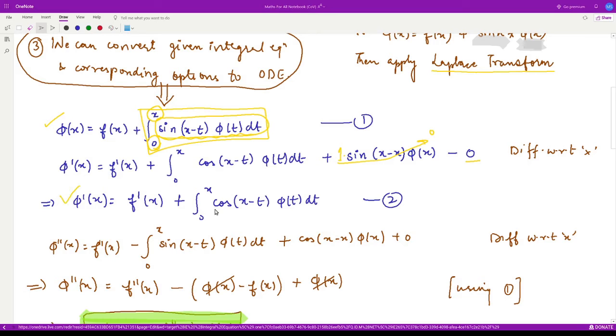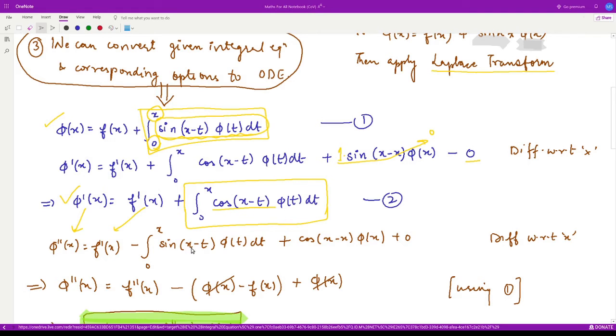We again have to differentiate it because there is this integral term. So here we have phi double dash x and f double dash x, the twice derivatives. And here we will again apply the Leibniz rule. That means integration from 0 to x, the derivative of cos(x minus t), which is minus sine(x minus t).